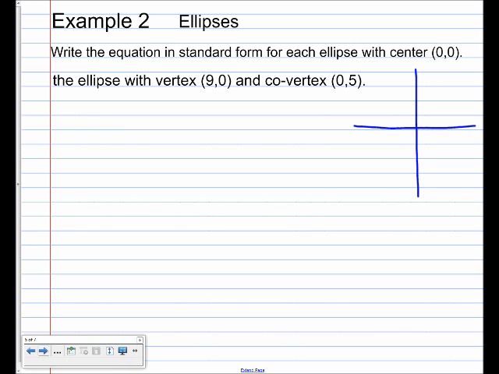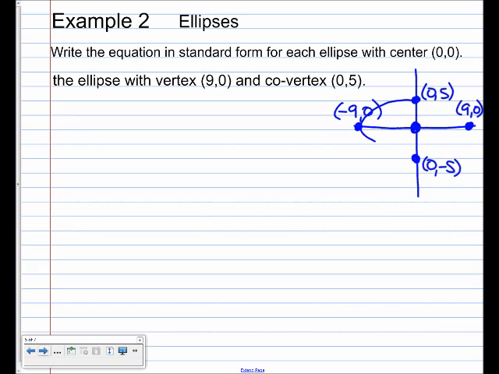Where is the center? 0, 0. This time, though, where is a vertex point? So notice that's going to be on the x-axis. So I have 9, 0 and negative 9, 0. What about my co-vertices? 0, 5 and 0, negative 5. All right, and I can make my beautiful ellipse. It's just a sketch.